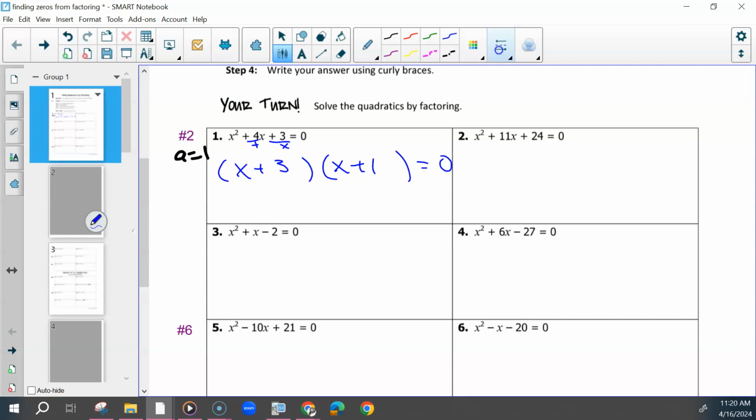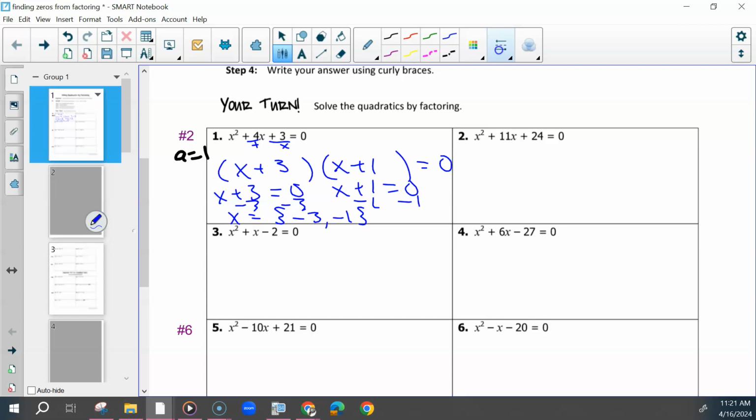And then you're going to set each factor equal to 0 and solve both. And then when you get your final answers at the end, you're going to write these in curly brackets. What would our two solutions be? -3 and -1, least to greatest. And that would be your answer.